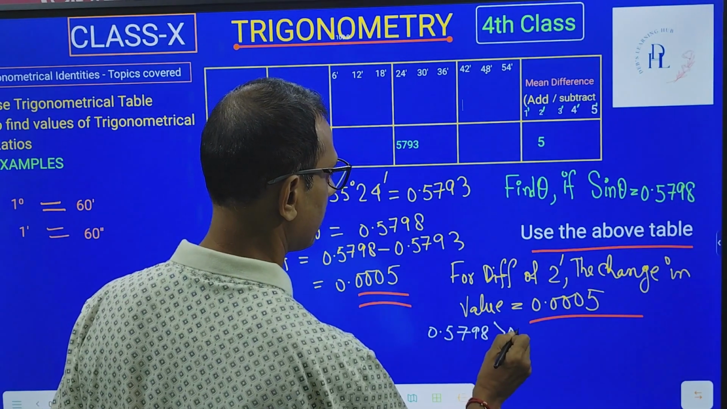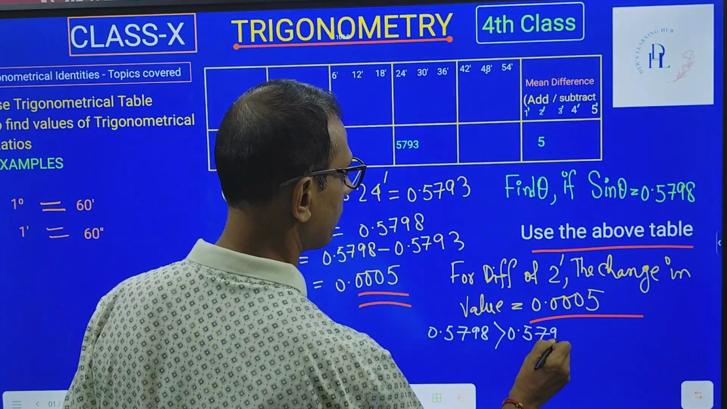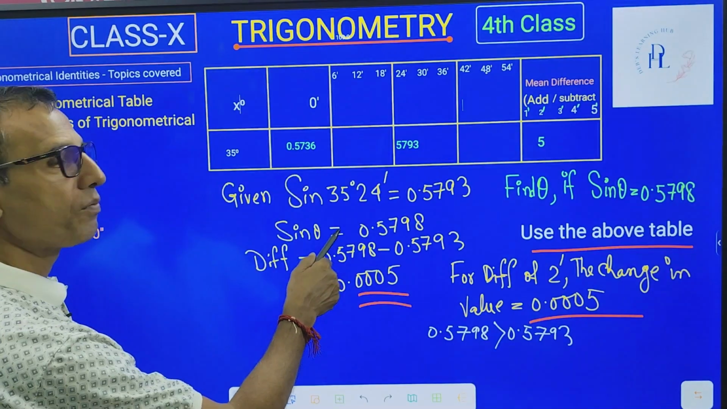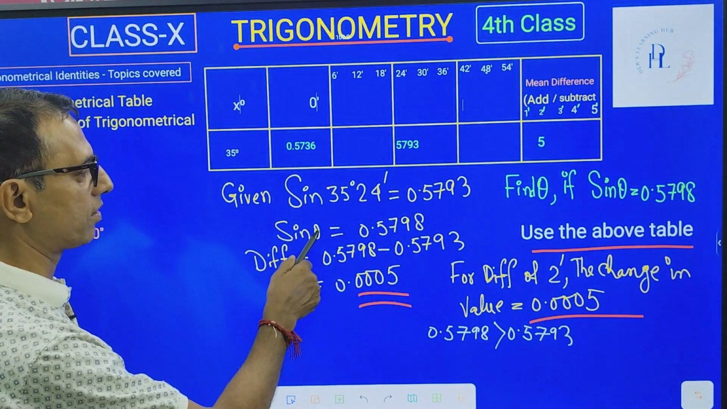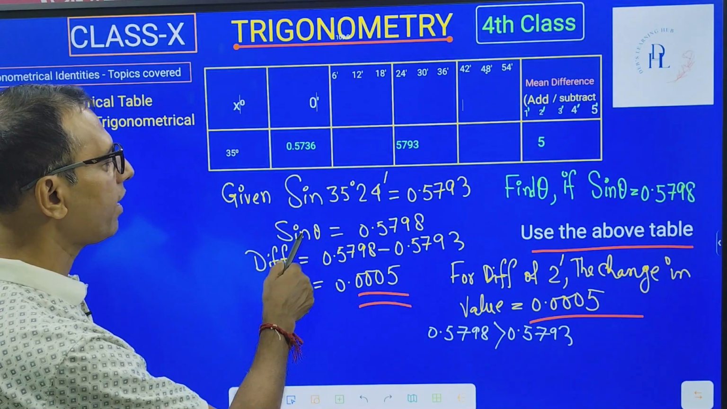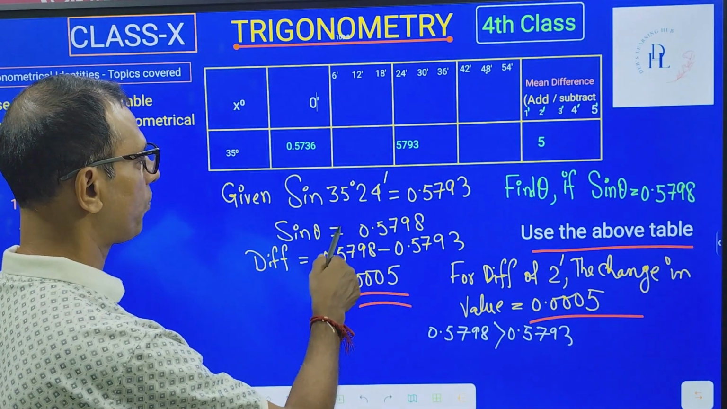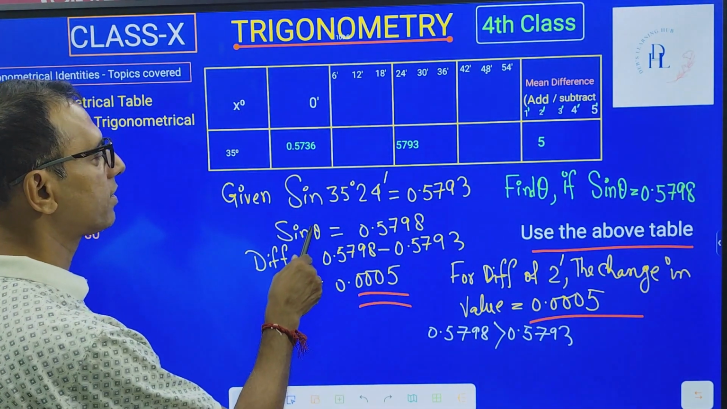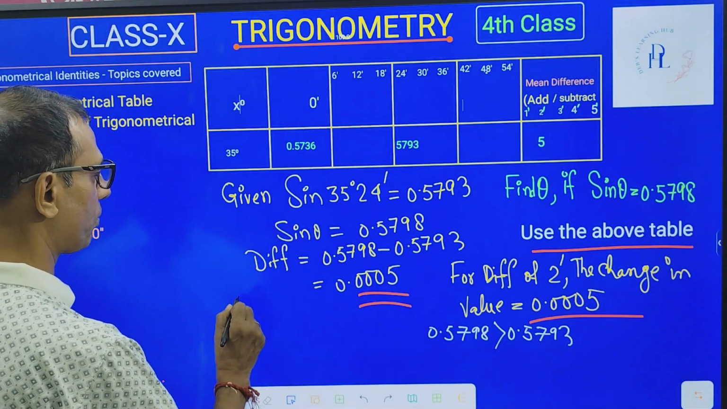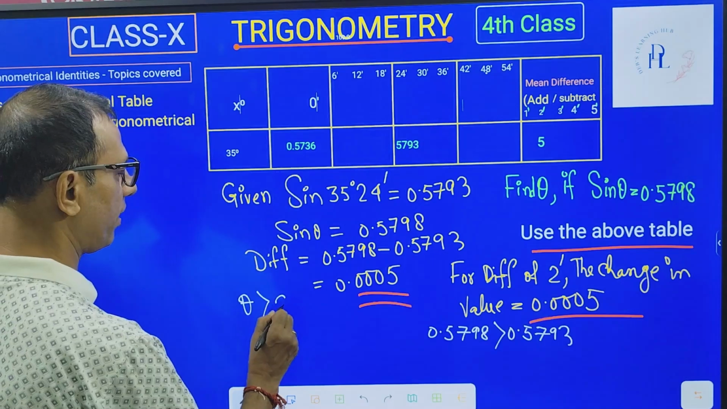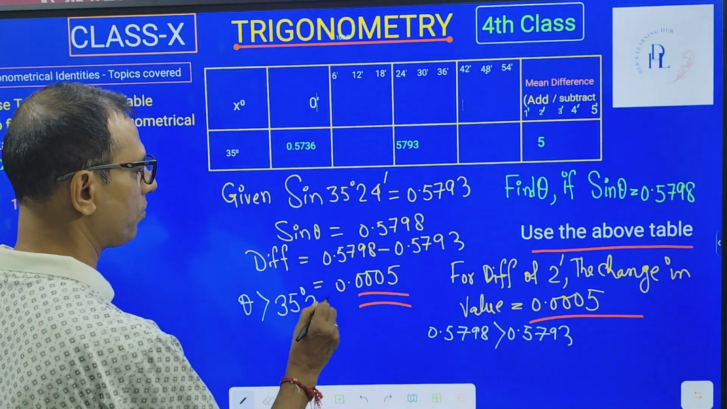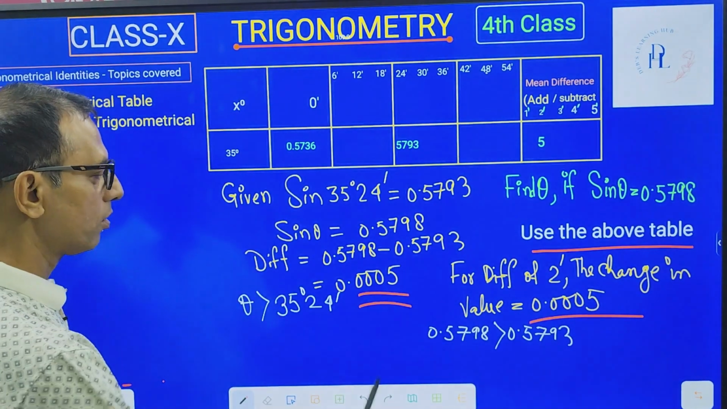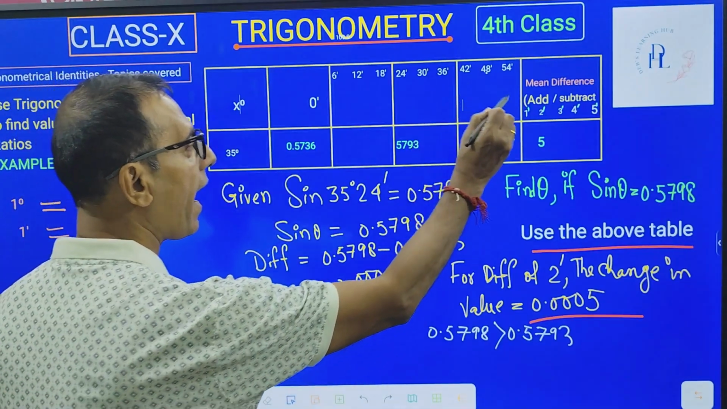0.5798 is greater than 0.5793. That means the angle associated with 0.5798, since it's a natural sine itself, it is not cosine. So since the value of sine theta is greater than sine 35 degree 24 minute, obviously this theta value is also greater than 35 degree 24 minute, because when the angle increases, only then will the value increase. So therefore, here you need to add these 2 minutes.